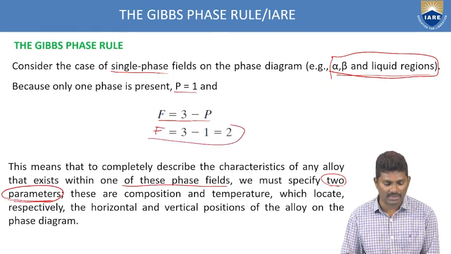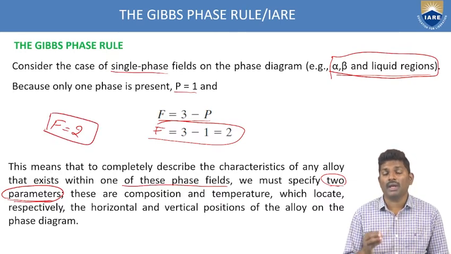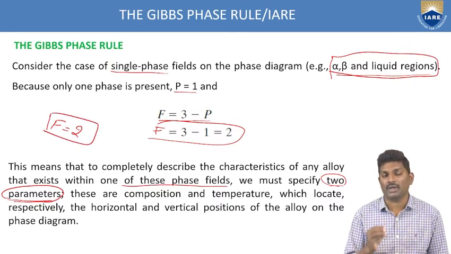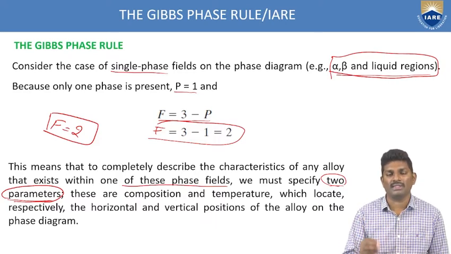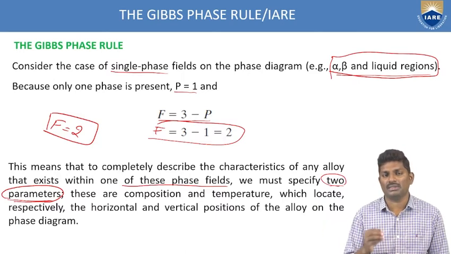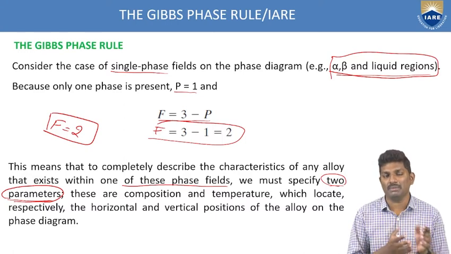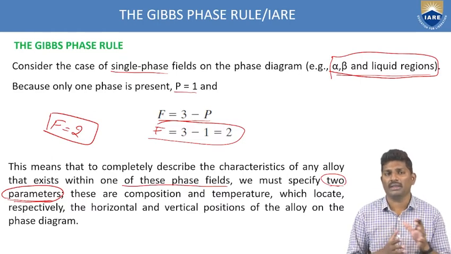F is equal to 2. Since F is equal to 2, at least 2 parameters are required to describe the characteristics of that phase diagram with any given type of alloying element. So this is the information we are getting from F is equal to 2. So a minimum of 2 parameters are required. Either it should be temperature and pressure, or temperature and composition, or pressure and composition. Any. Okay.